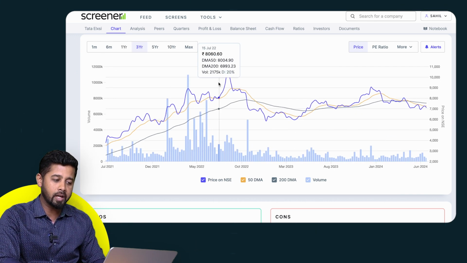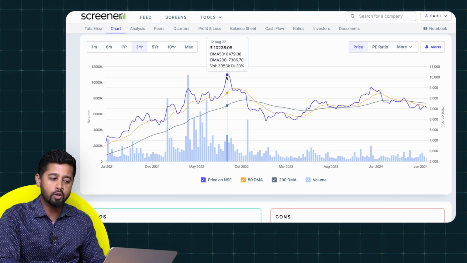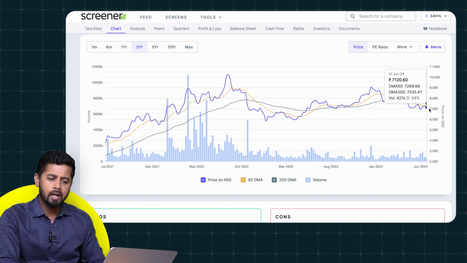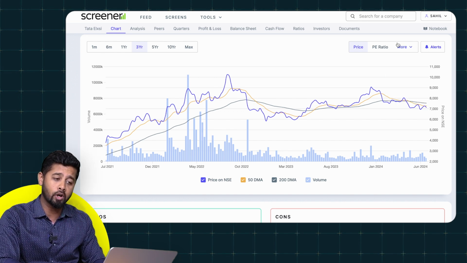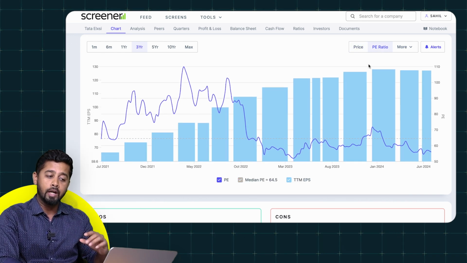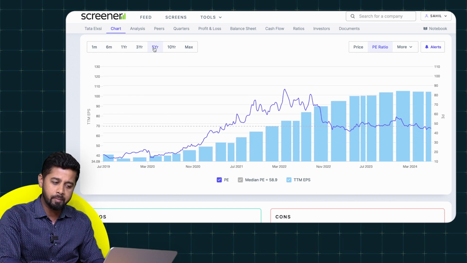Look at this, in 3 years since that August 22 high, in fact 2 years actually, the share price has corrected 30% in the last 2 years because the valuations were very expensive. Today, are the valuations reasonable?